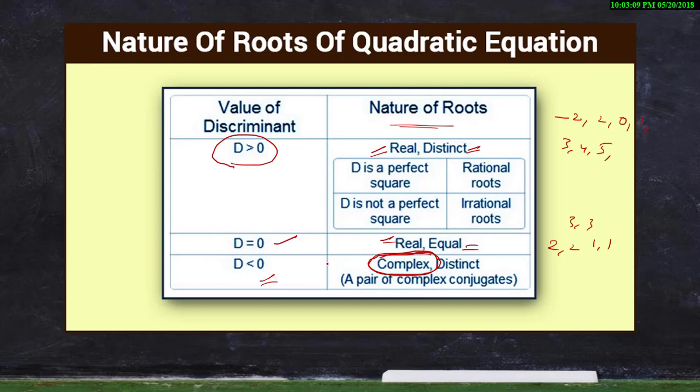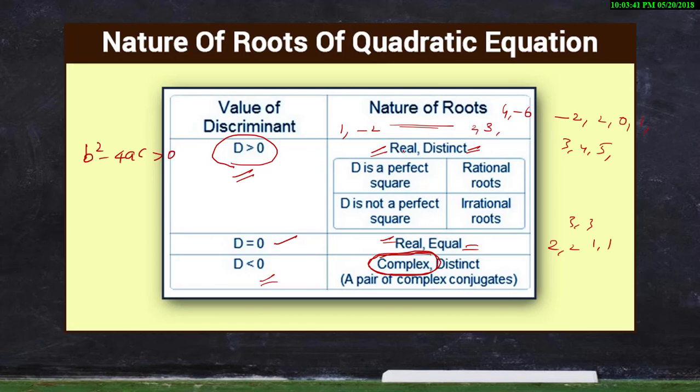I'm repeating once again. What is the discriminant value? b square minus 4ac. If b square minus 4ac is greater than 0, that means D greater than 0, then the nature of roots are real and different. Two roots are different. If one root is 1, the other root may be minus 2. If one root is 2, the other root may be 3. If one root is 4, the other root may be minus 6, like that. So if D is greater than 0, then the roots are real and distinct, meaning different.